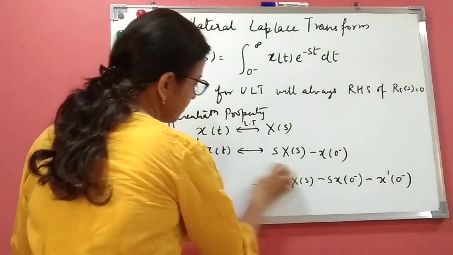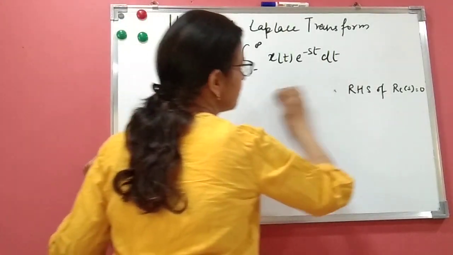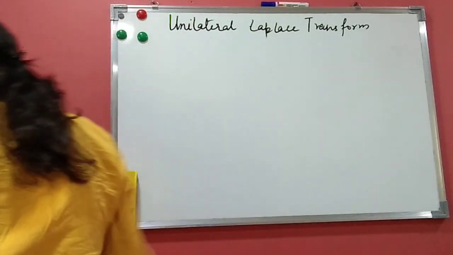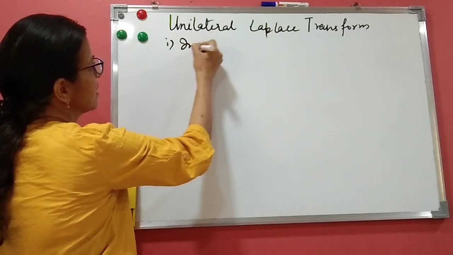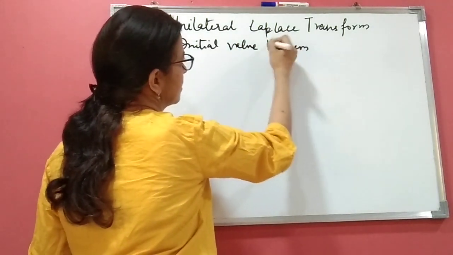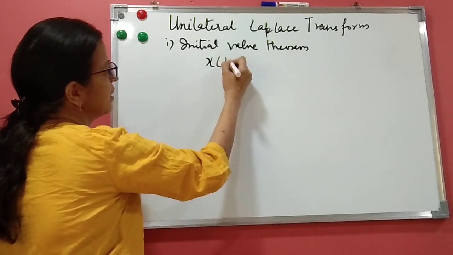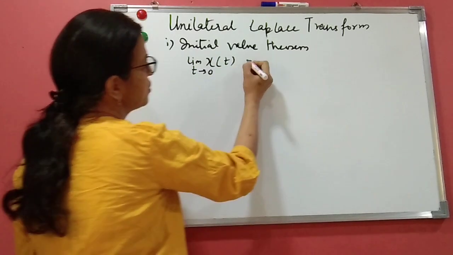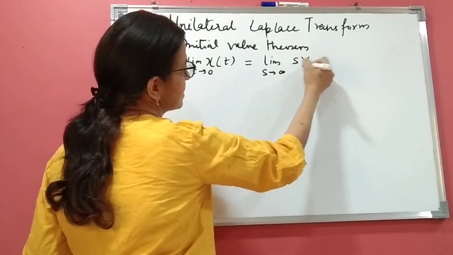Also there are two other properties which are extra from bilateral Laplace transforms. They are the initial value theorem and final value theorem. Let us see what those properties are, and then we can solve problems on them. The first one is called the initial value theorem. It states that x(t) when t tends to 0, equals limit s tends to infinity of s X(s).